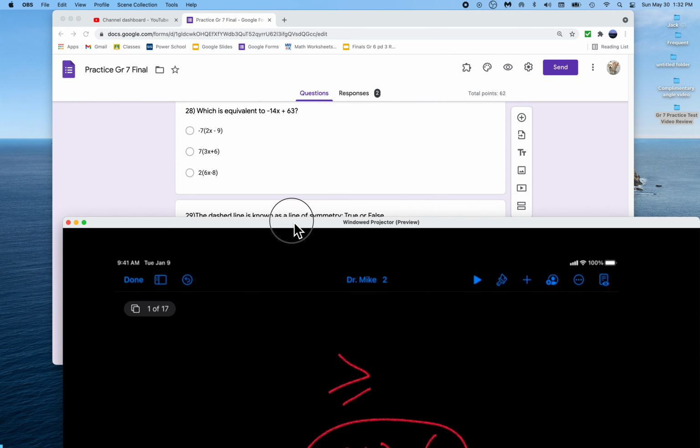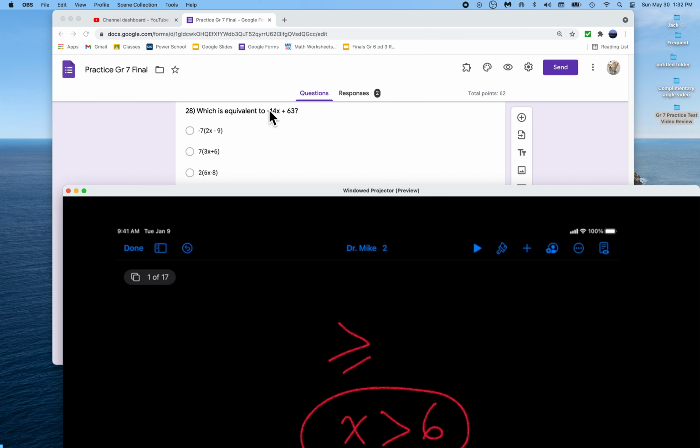Next one. Which is equivalent to negative 14x plus 63? Okay. So basically they're asking you to go in reverse now. Normally when we distribute, we get the arrows going and we get a binomial expression like this. Here they want you to go backwards. So what I would do in this scenario is I would just try each of them out. Okay, let's try the first one. Let's do them together.